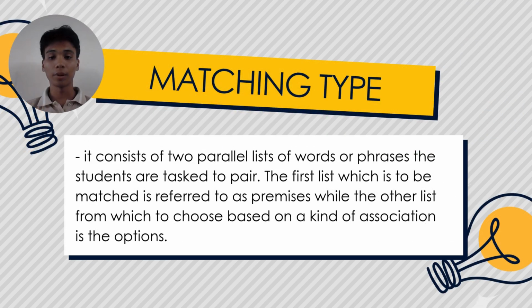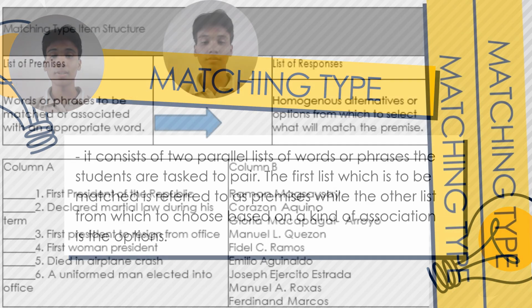My name is Ibrahim Caberon, and I will be discussing the matching type test. First, what is matching type? Matching type consists of two parallel lists of words or phrases that the students are tasked to pair. The first list, which is to be matched, is referred to as premises, while the other list from which to choose based on a kind of association is the options.